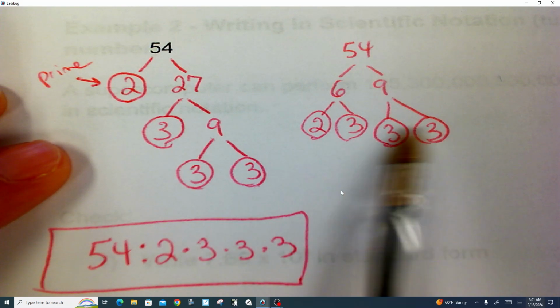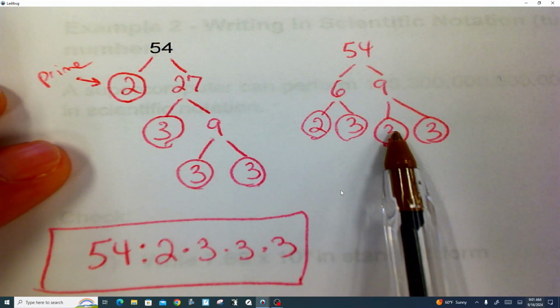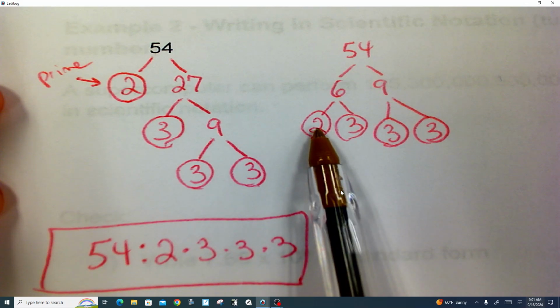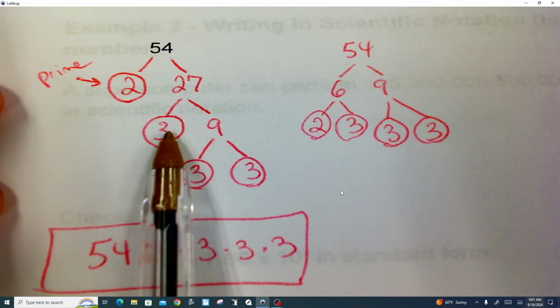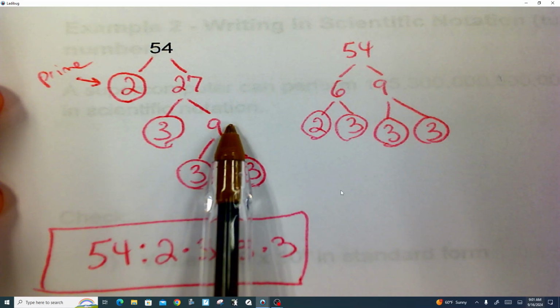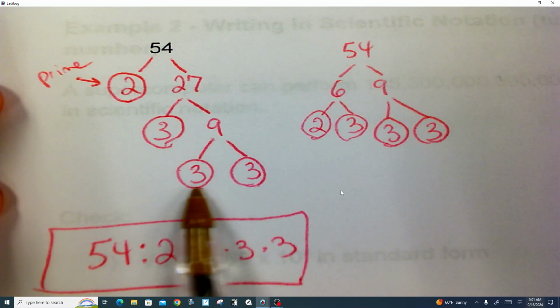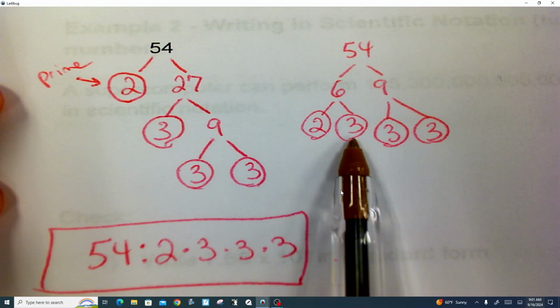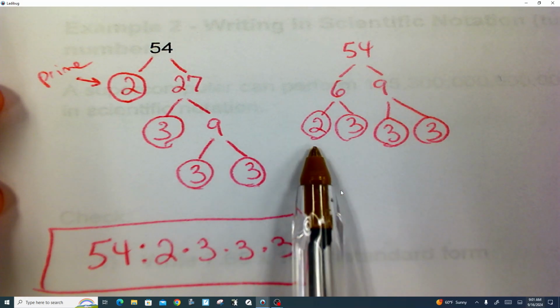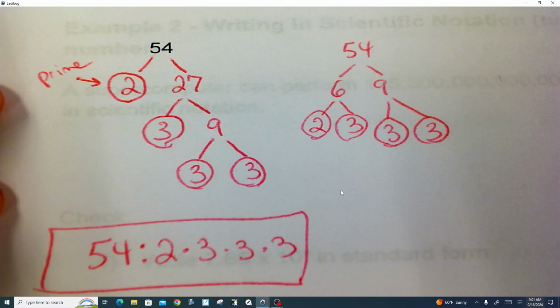And a lot of times this is jumbled up and it's not in order. If you're looking for a way to keep it neat, put your smallest one to the left and your bigger one to the right. So when I broke down 27 here, I put 3 to the left and 9 to the right. When I broke down 9 here, they were both equal, so it didn't matter which side. You don't have to, though, but if you're looking for a way to try and keep this neat, put the small one to the left and the bigger one to the right.